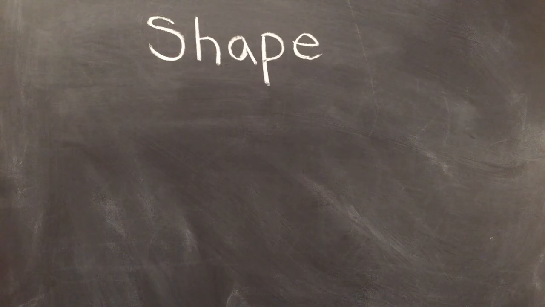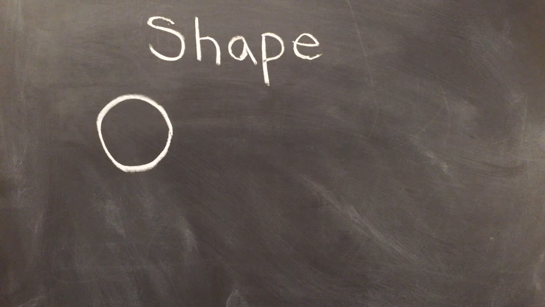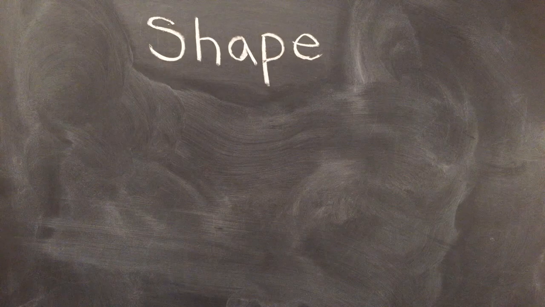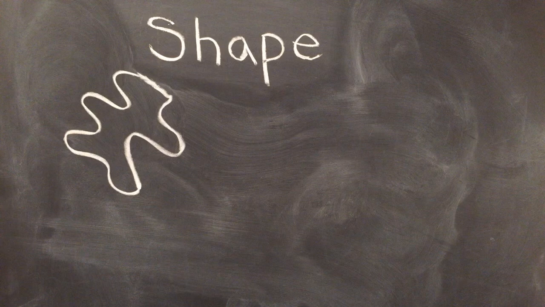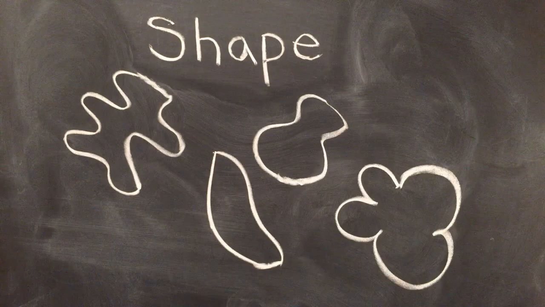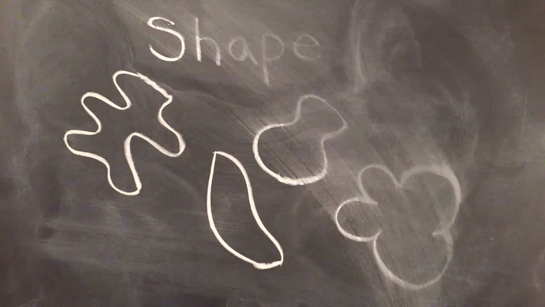Shapes are created with closed lines. They can be geometric, like a circle, triangle, or square, or they can be organic freeform shapes that are often inspired by nature. These shapes usually can't be named, but like some of these, they might resemble something you've seen, like a leaf or a flower.